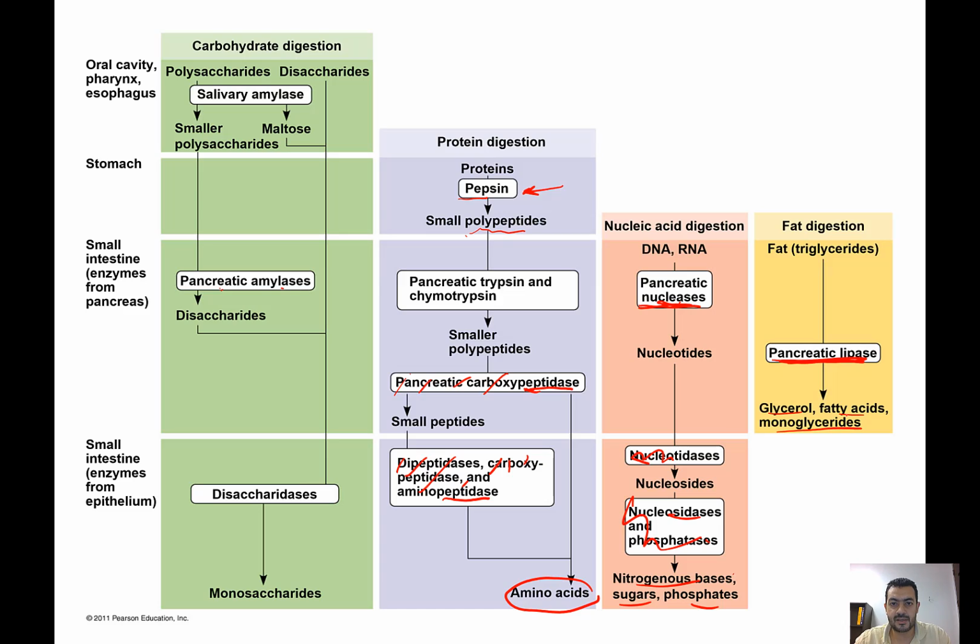So this summarizes the whole process, and it shows you the main organs involved in the digestion of the four types of macromolecules.